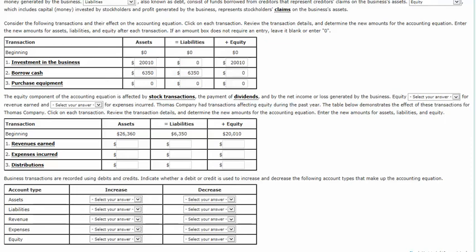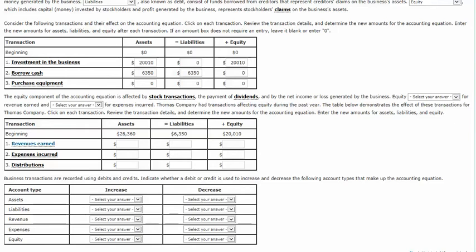Now we're going to continue with part 2 of that assignment. So here we have the assets equal to $26,360, our liabilities $6,350, and our equity $20,010, which is the summary of these transactions above.